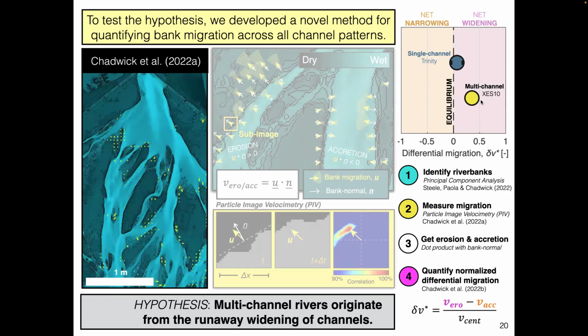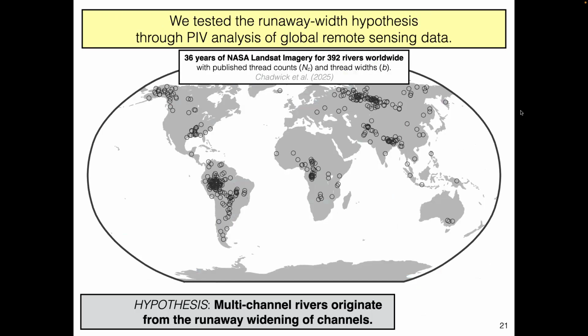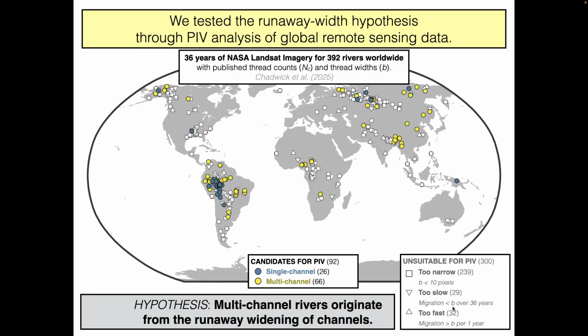So what we did is we went to the NASA Landsat satellite archive and tested it through PIV analysis for these rivers. We took 392 rivers from a database that we started with, where we had data for the thread count and the widths for the threads. And then after filtering out the rivers that were too small, too slow, or too fast for this kind of image correlation algorithm with Landsat, we came up with about 100 rivers, 26 single thread, and 66 multi-channel.